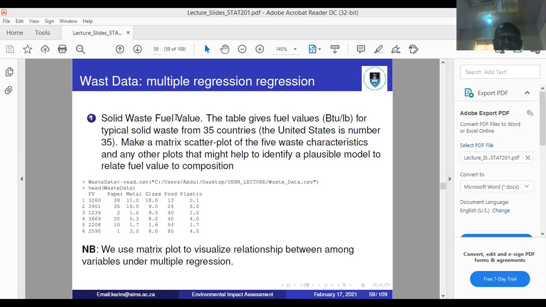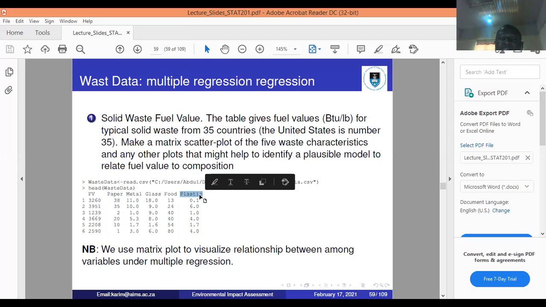Okay, so we are looking at solid waste fuel value, and the table gives fuel values for typical solid waste from 35 countries. The United States is number 35. I'm showing only part of the data, not the whole data. FV stands for fuel value. We are looking at how paper affects the fuel value, and then how metal, glass, food, and plastic affect it. So all these items will affect the fuel value.